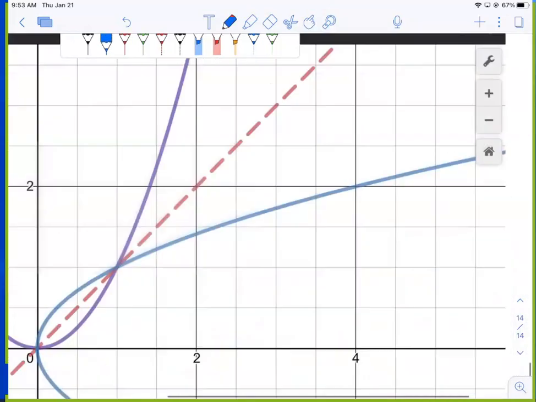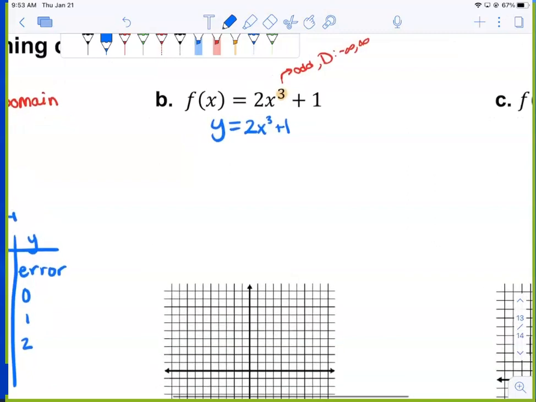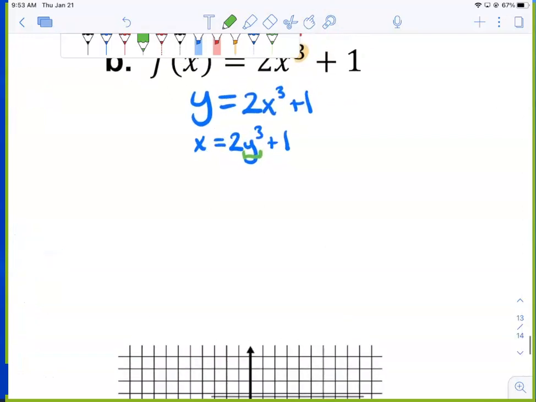So I'm going to start by rewriting this in y's and x's. y equals 2x to the third plus 1. And then switch your x and y. So we'll have x equals 2y to the third plus 1. Okay, I want to take a third root to undo that third power, but before I do that, I need to get this y by itself. So I'm going to have to do some stuff. I'm going to subtract 1 to start. So we have x minus 1 equals 2y to the third.